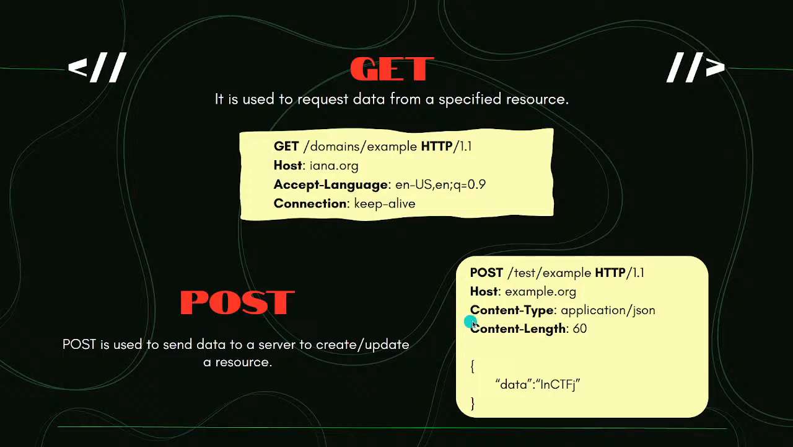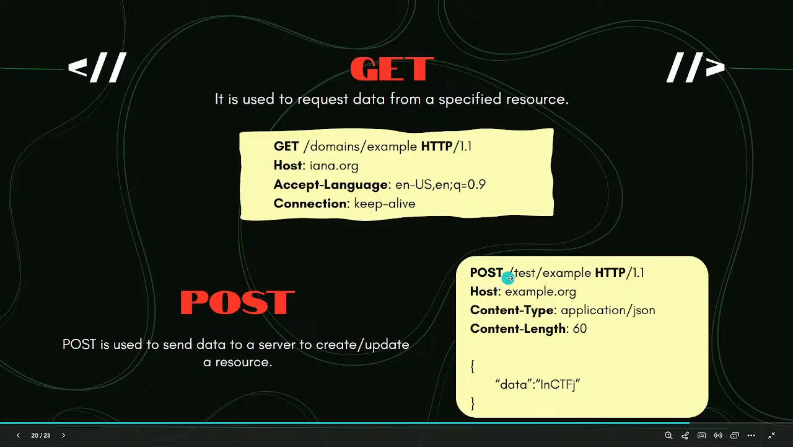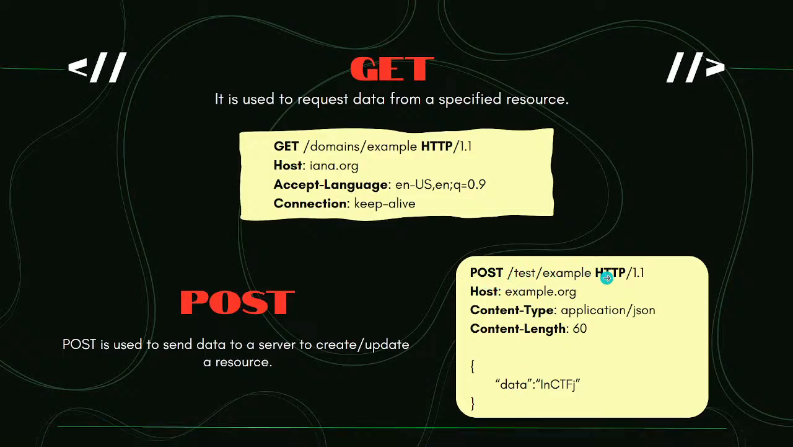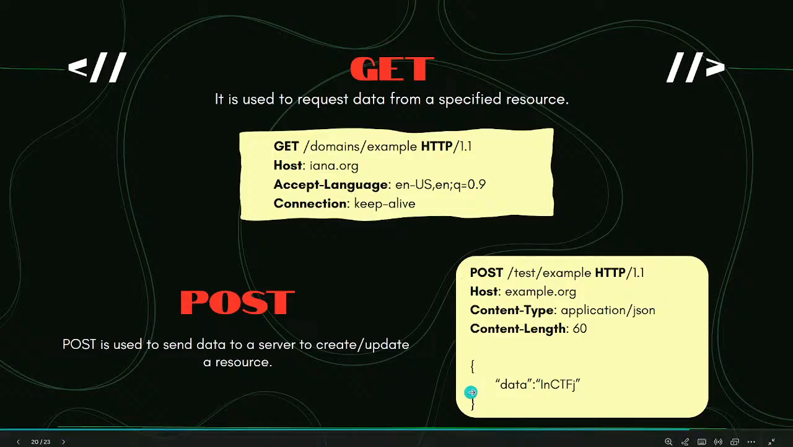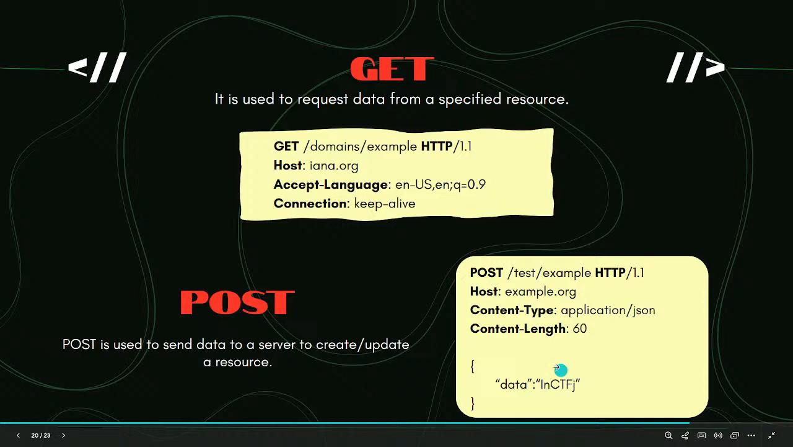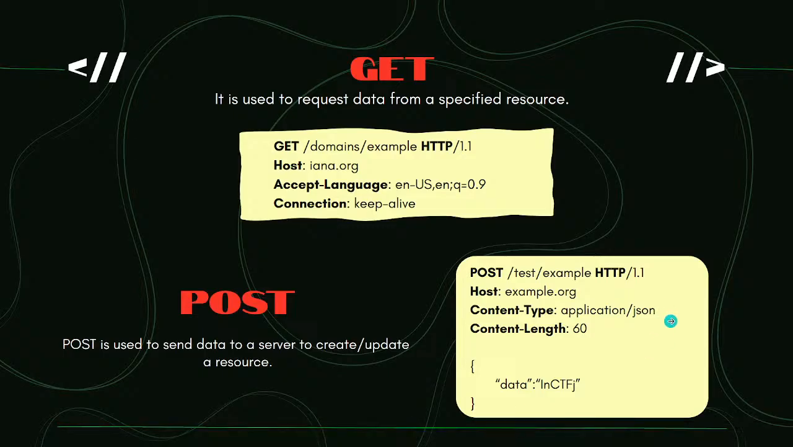Beside the post, you can see how a post request structure looks like. First of all, we have a post, then the endpoint to which you are sending, your HTTP with version, and host, content type, which in this case is application JSON. JSON is JavaScript Object Notation. It is just a way of representing data. And then we have content length as 60. And then we have the data, whatever data we are sending. Let's say right now here it is data and InCTF. It can be either username, then your username, or password, whatever it can be. The post request structure looks like this, and these are the mandatory headers which should be present in your post request to succeed.